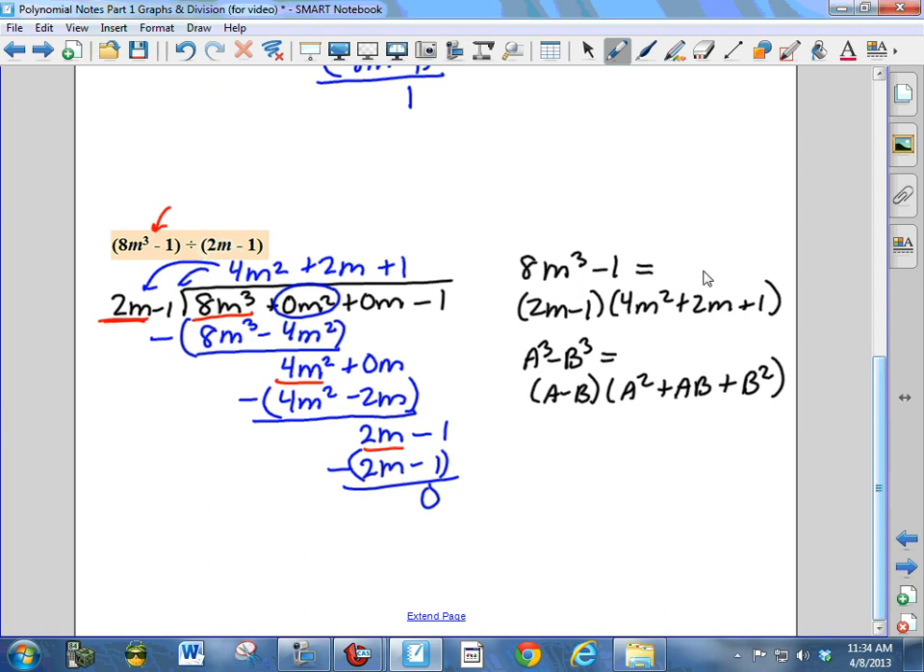So we've only been dividing by binomials, but you could also divide by a trinomial. For example, I could have done 8m cubed minus 1 divided by 4m squared plus 2m plus 1. In that case, every one of these things I'm subtracting would be a trinomial. I'd just keep subtracting trinomials, and I would end up getting 2m minus 1 as my answer. So I can go either direction with that.